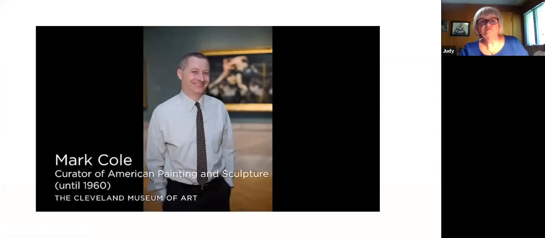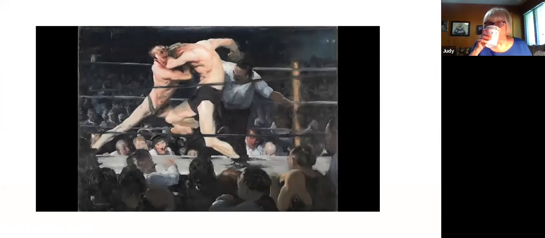What I find particularly appealing about this painting is the notion that you are there. We are part of the audience looking up at the action. There's a sense of immediacy.